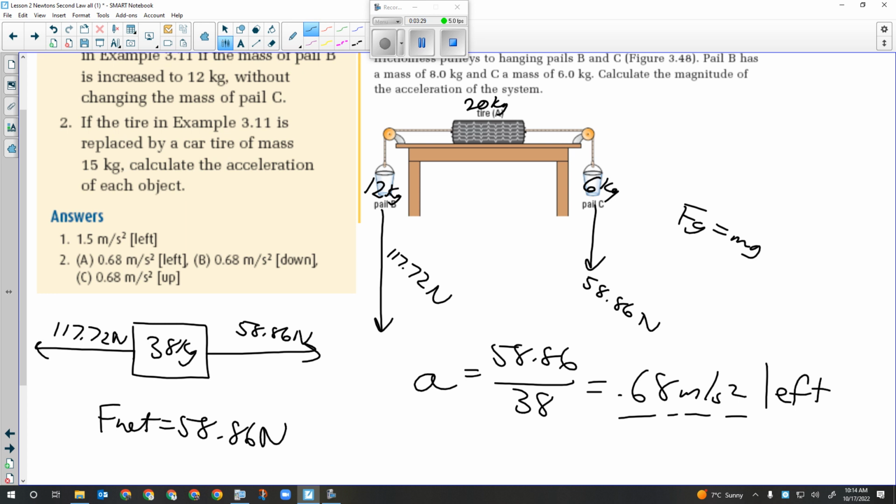Question? 58.86 divided by 38 gives you 1.5 meters. Whoops, sorry, I'm looking at the wrong answer. I was cheating. You're absolutely right.